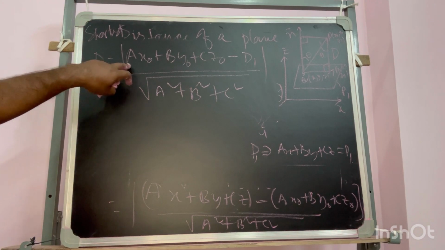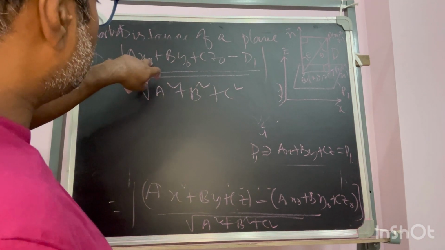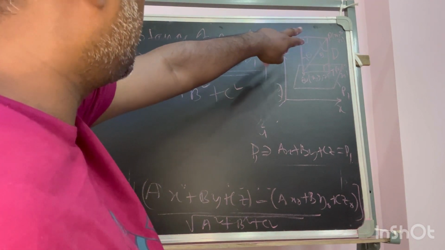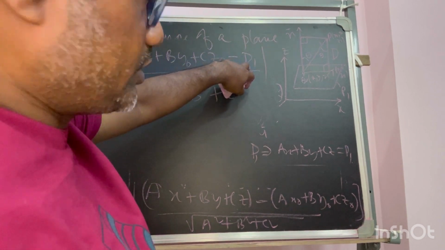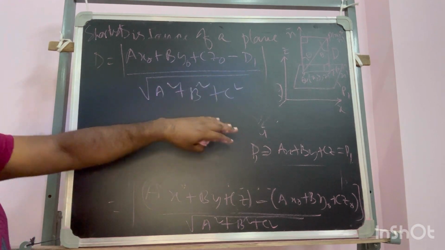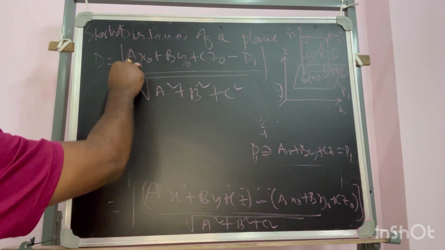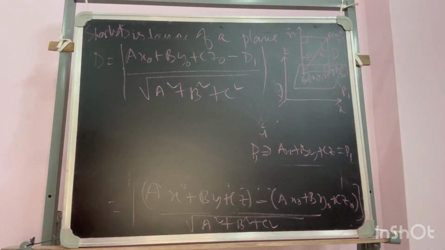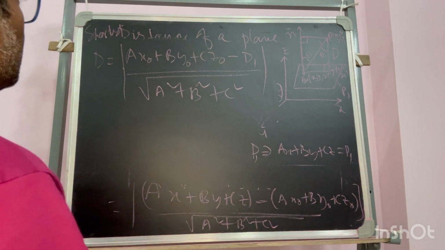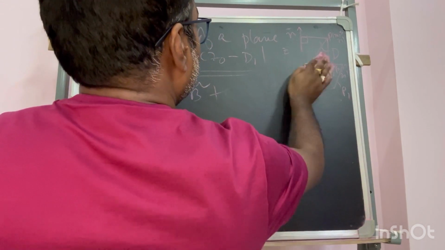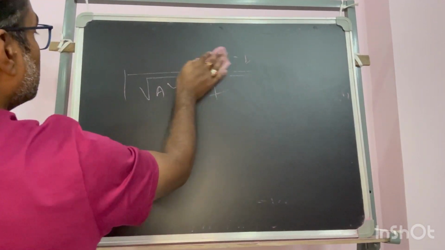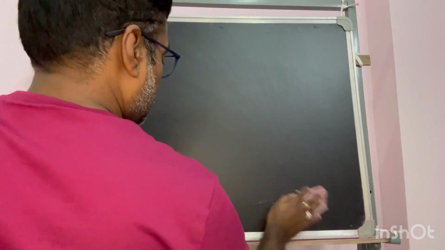So yes, you can see all are constant. A is a coefficient, x0 is a fixed point from where we have to calculate. D1 is also constant for a plane equation. So all are constant, and D can be calculated by this formula. Understood? So now we will do some sums and we'll close this chapter. Now moving to the problems.